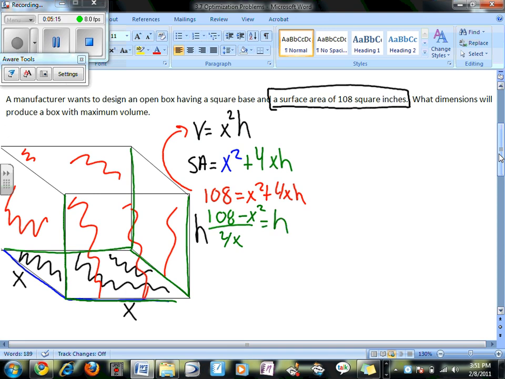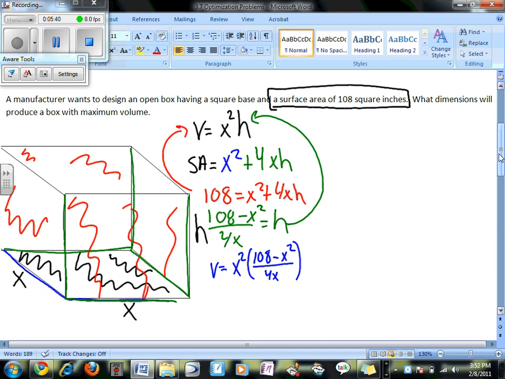And what I'm going to do is take this now and substitute it into my volume. That way, I'm just going to have to deal with x's, and that's it. So my volume now is going to equal x squared times 108 minus x squared all over 4x, and that's it. So there's my volume. Let's simplify.